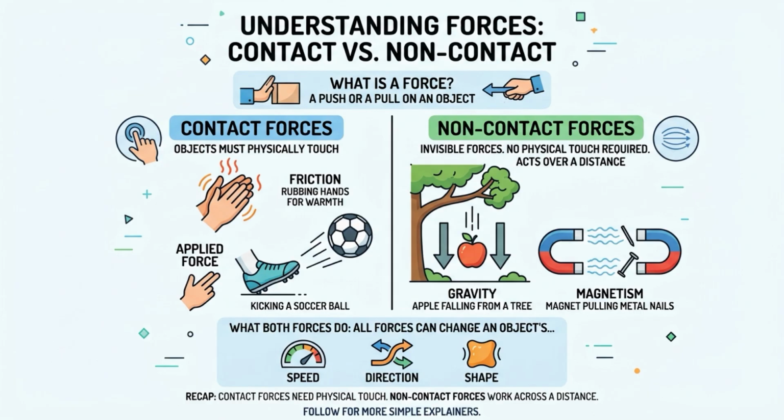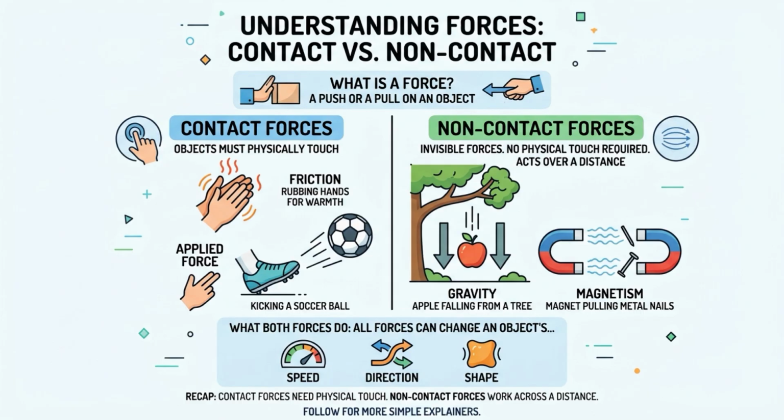A force is simply a push or a pull on an object, but how that push or pull happens makes all the difference. First, we have contact forces. Just like the name suggests, the objects must physically touch. Think about the friction when you rub your hands together to get warm, or the applied force of your shoe kicking a soccer ball. If you aren't touching it, you aren't applying a contact force.